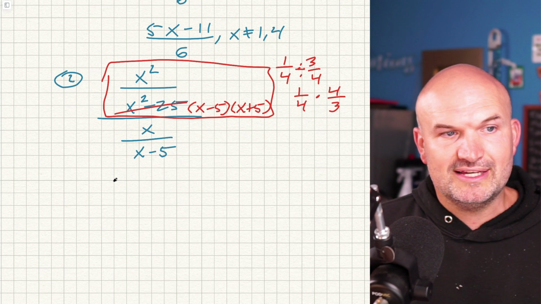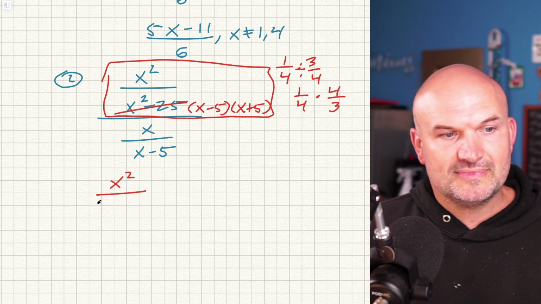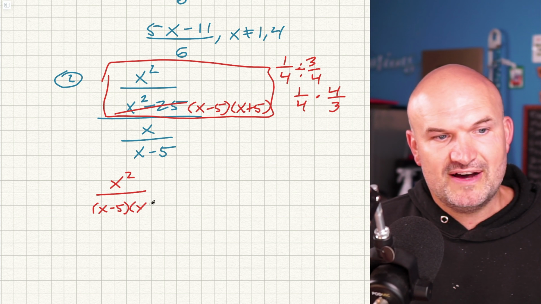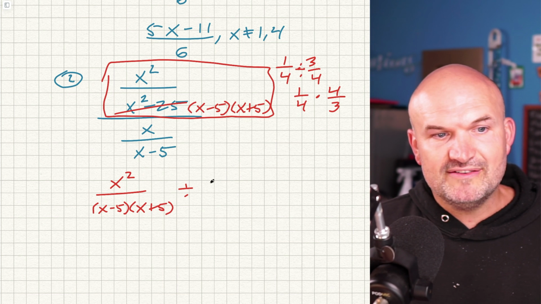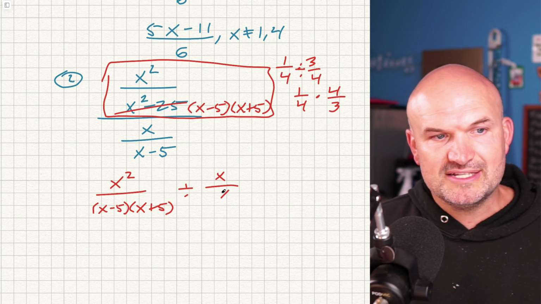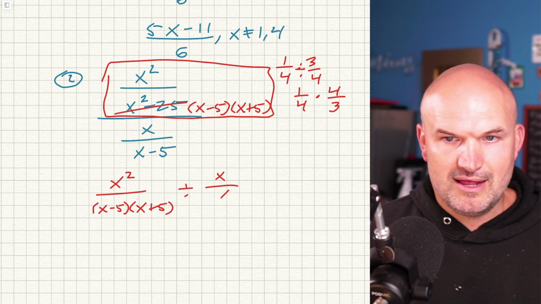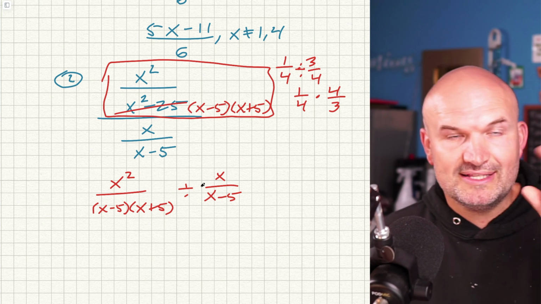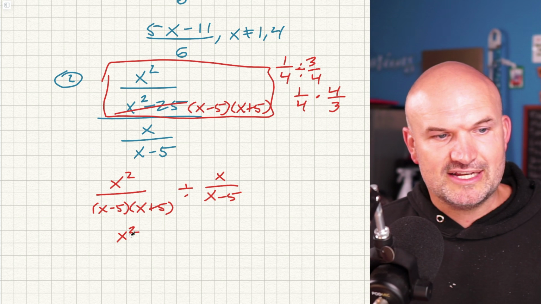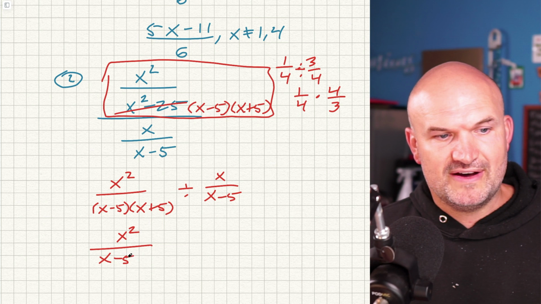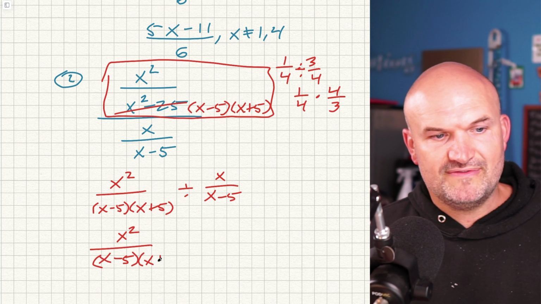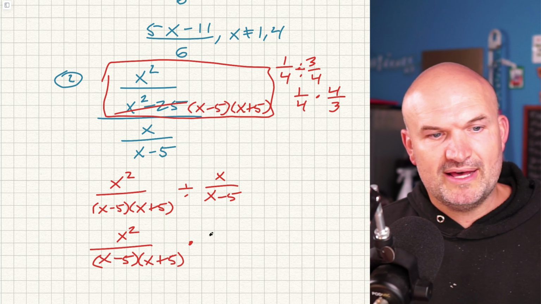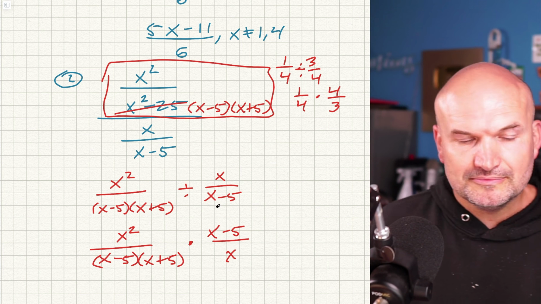again, I can rewrite it like this. x squared divided by x minus 5 times x plus 5, that's being divided by 8x over x minus 5, I can simply go ahead and rewrite this as the product. So I can rewrite this as an x squared all over x minus 5 times an x plus 5, and I'm going to multiply that by x minus 5 all over an x, okay?